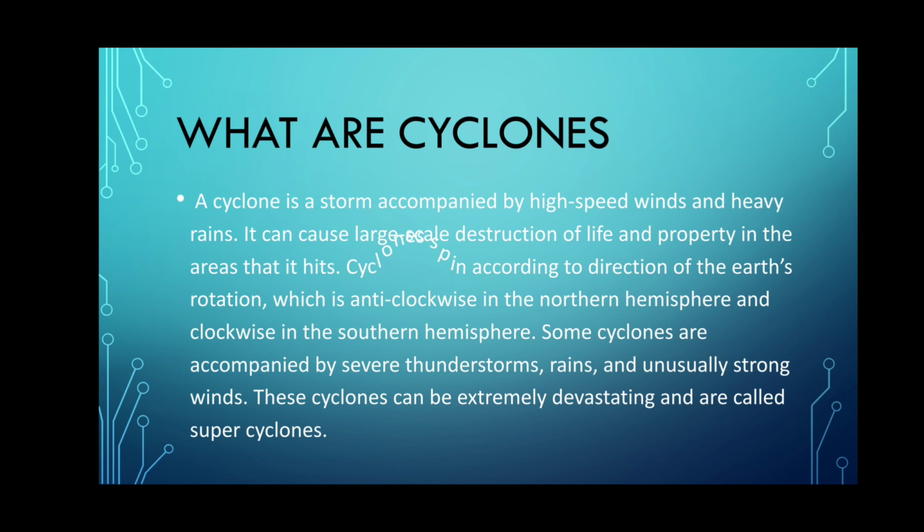Cyclones spin according to direction of the Earth's rotation, which is anti-clockwise in the northern hemisphere and clockwise in the southern hemisphere. Some cyclones are accompanied by severe thunderstorms, rains, and unusually strong winds. These cyclones can be extremely devastating and are called supercyclones.